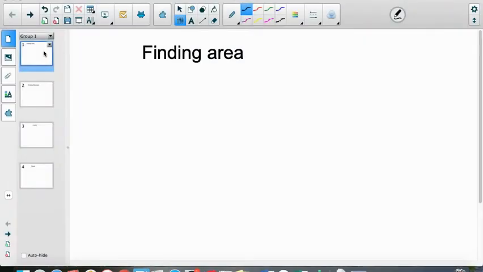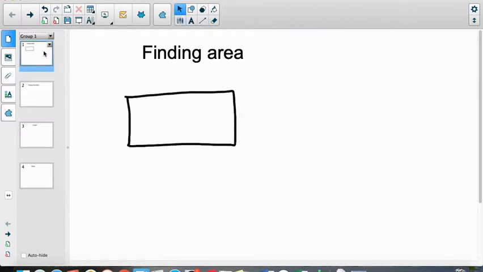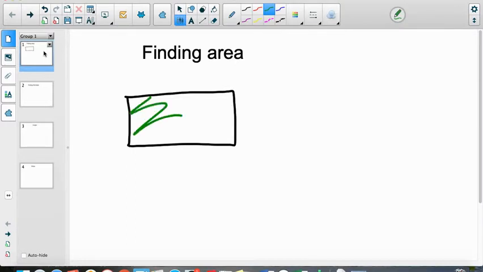All right, today we're going to go over finding area, finding perimeter, angles, and slope. Kind of the big ideas from the first week here. So area, if we have a shape, let's just say a rectangle for now, area is what's inside.